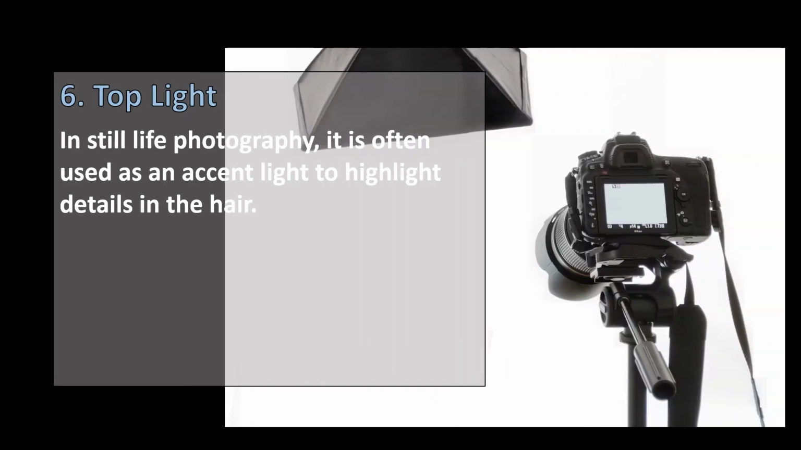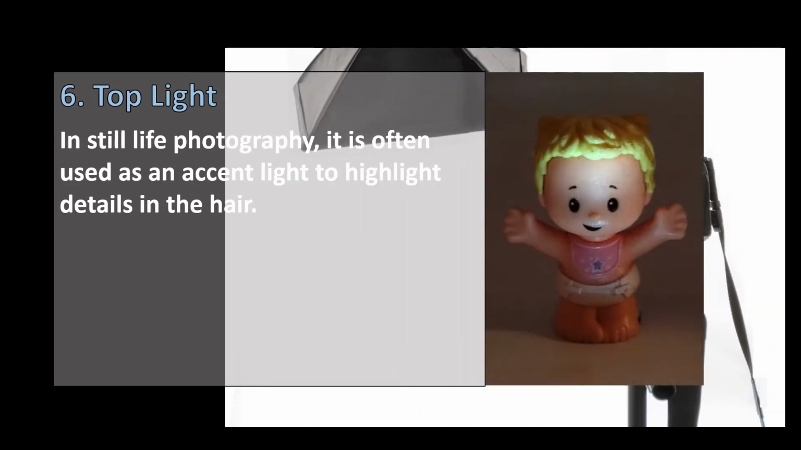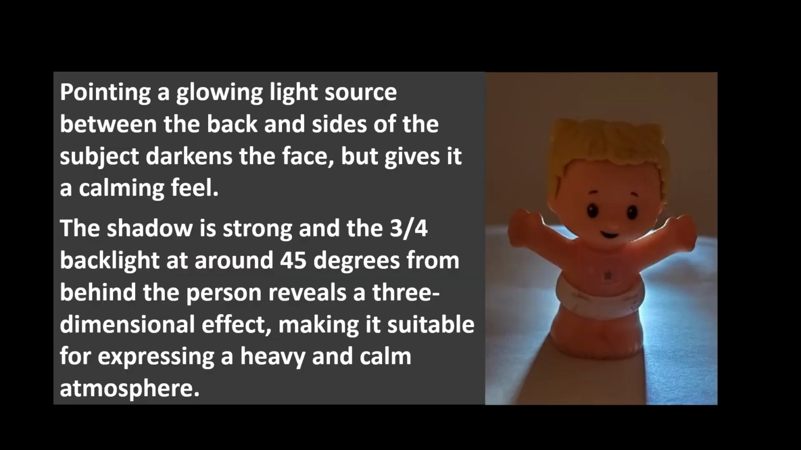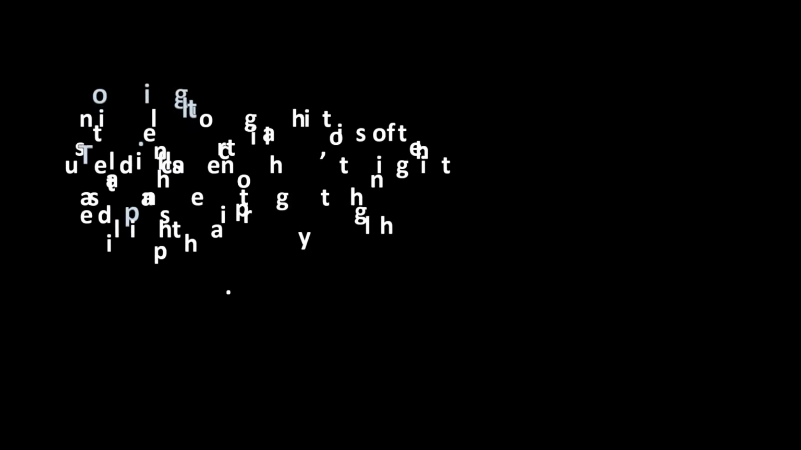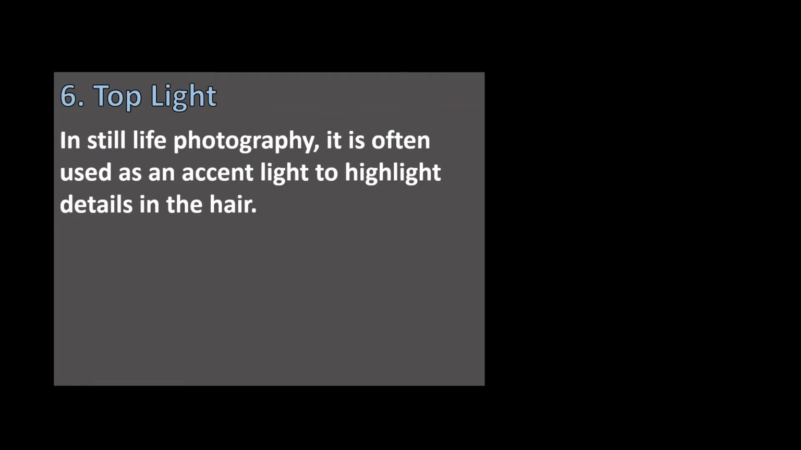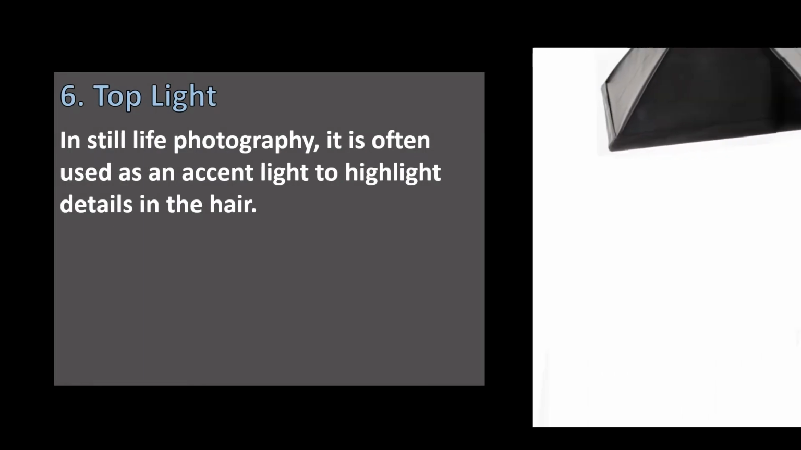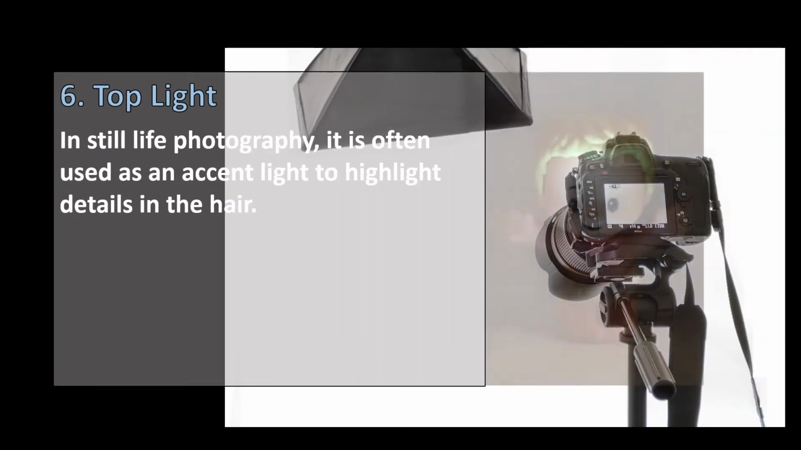The shadow is strong and the 3/4 backlight at around 45 degrees from behind the person reveals a three-dimensional effect, making it suitable for expressing a heavy and calm atmosphere. 6. Top light. In still life photography, it is often used as an accent light to highlight details in the hair.